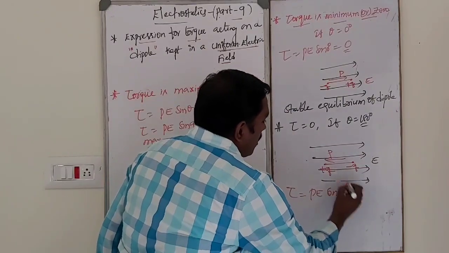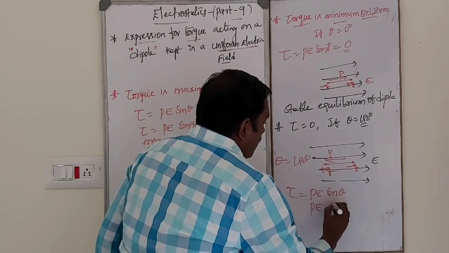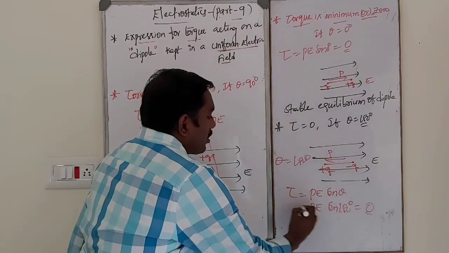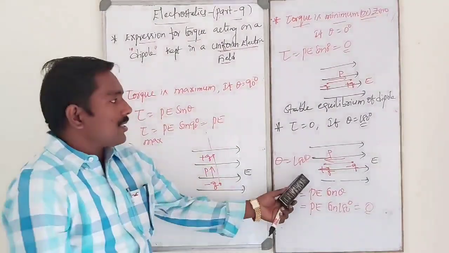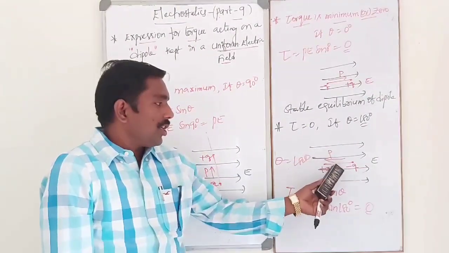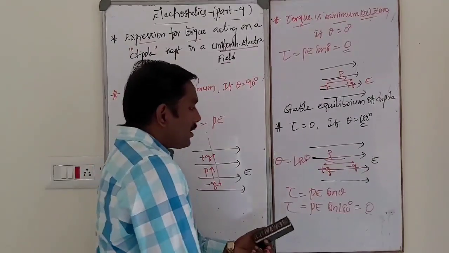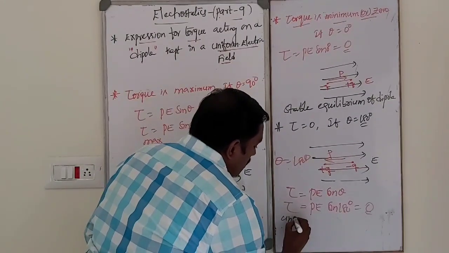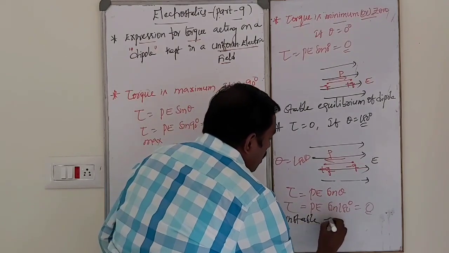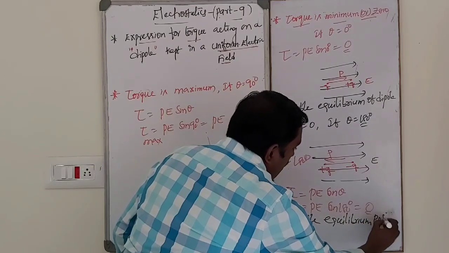P sin theta. In this case, what is the value of theta? 180 degrees. Substituting 180, sin 180 is also 0. So ultimately, torque tau is equal to 0. This is nothing but unstable equilibrium. In this position, the dipole will be unstable. This is the unstable equilibrium position.